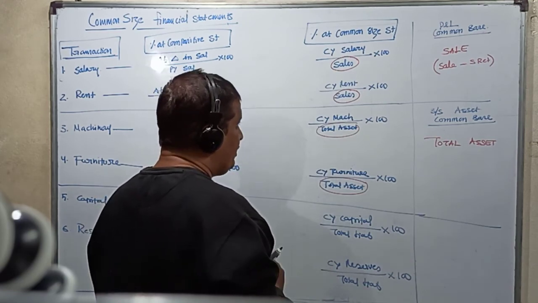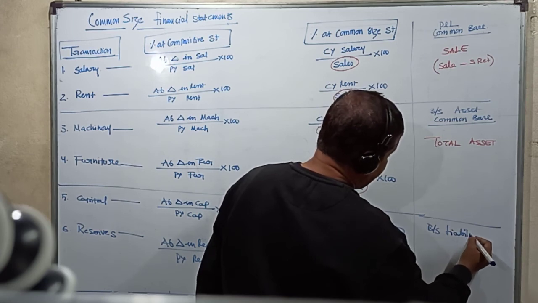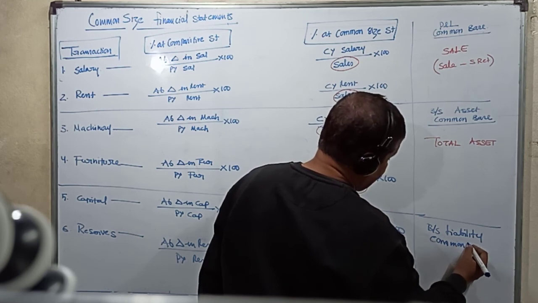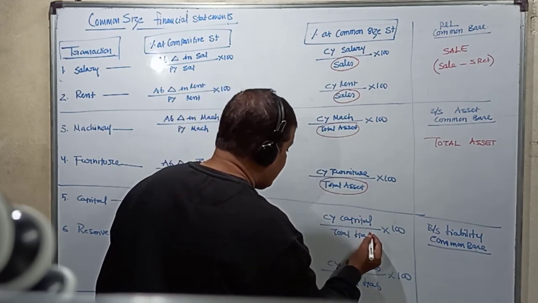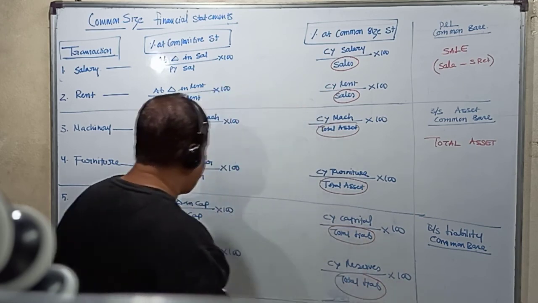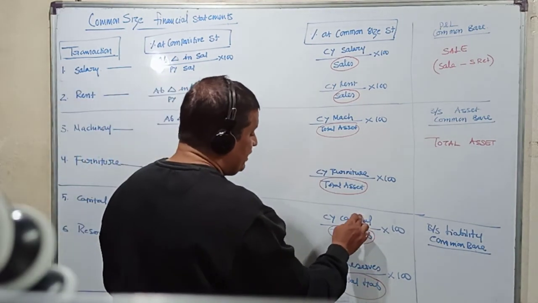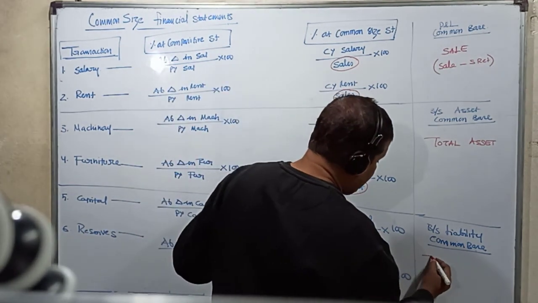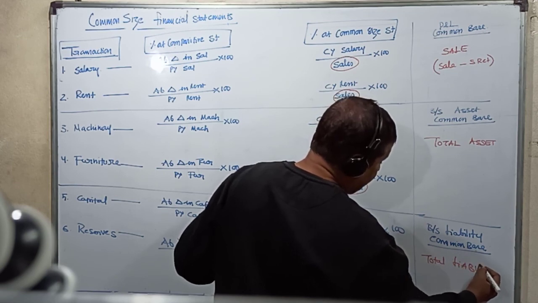Similarly, when you go to the liabilities, the balance sheet liability side, what is the common base? Here capital by total liability into 100, reserve by total liability into 100. Here if you see, capital by capital into 100, reserve by reserve into 100, while here it is capital by total liability, reserve by total liability. So the common base here is what? Total liability.